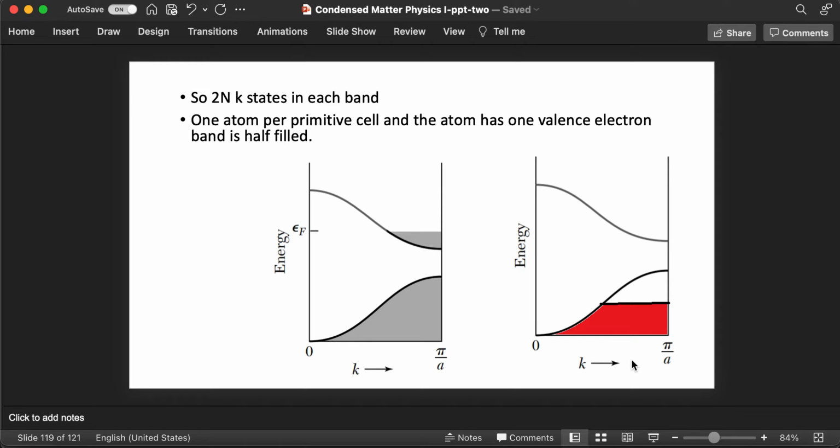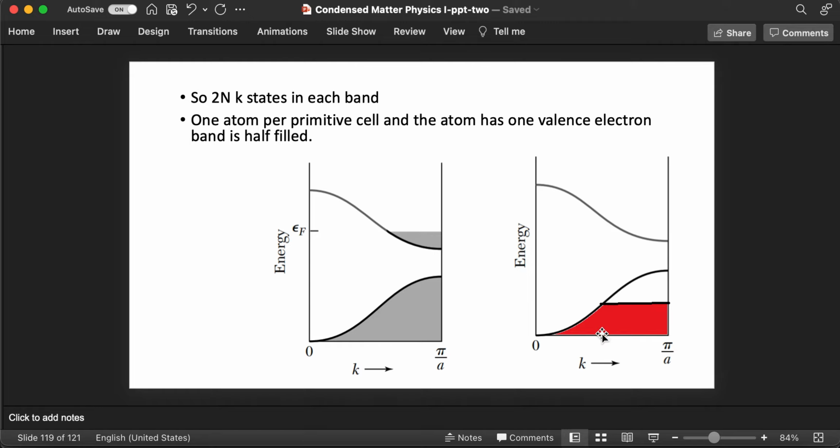So now suppose there is one atom per primitive cell, and that one atom gives you one valence electron, like sodium. If you start filling, there are 2n states for you to fill, but there are only n primitive cells. Only one electron comes from each primitive cell. So out of these 2n states, only n will be filled. Therefore the band will be half filled. So given this one energy band, it has got 2n electronic states for you to fill, but only n states are filled, and you can see the band will be half filled.